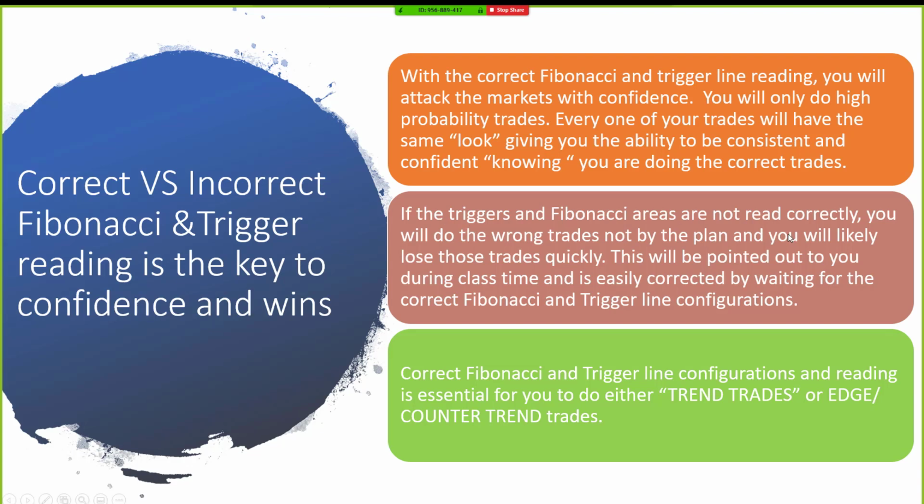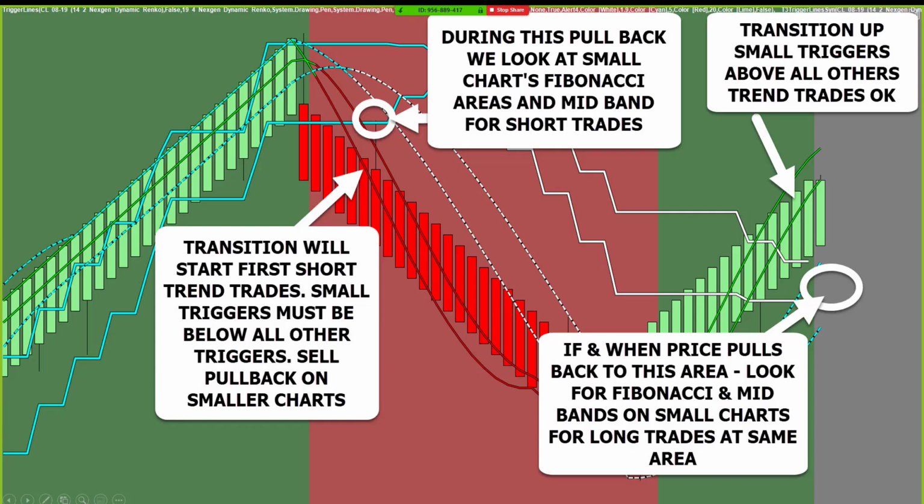Now, if you don't read your fibs and triggers correctly, and again, this is where we run the live class, you'll see the new people read it wrong and they do losers, and then the older, more experienced people do it right and they've got winner after winner. When you read these things correctly, you'll do the right trade. So let's take a look real quick.